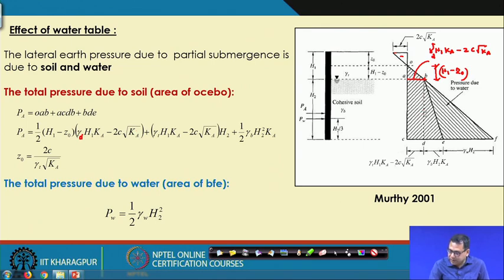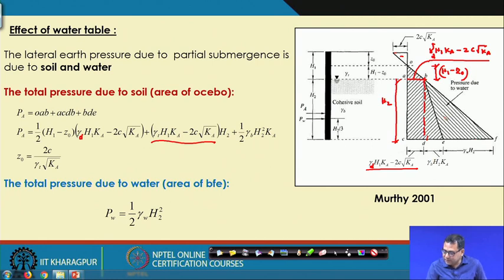Then for the next part we consider this portion. This value is again the same value as this one, with gamma_d. This will be the rectangle, so this is the rectangle we are talking about, this value into H2. So, we are talking about this value into H2, plus this triangle.